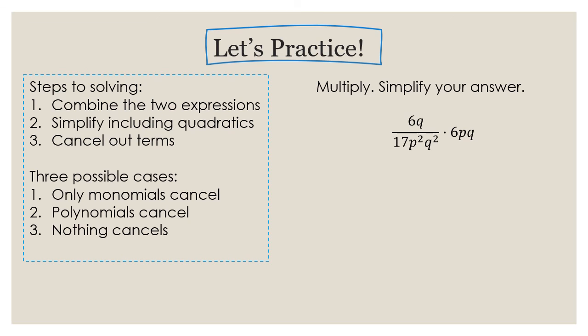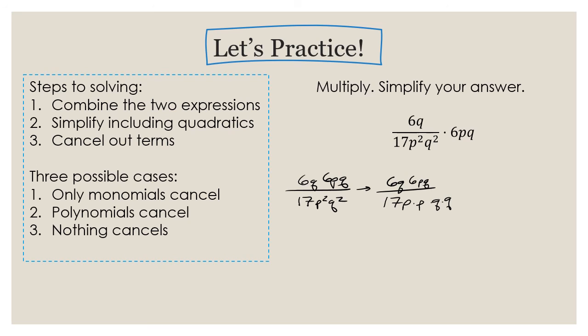All right, let's try this first example. Step 1, combine the two expressions. I've got multiplication here, so this expression is going to combine with the numerator, 6pq and 6q. So I get 6q times 6pq on the top, and on the bottom, 17p squared q squared. Now, step 2, simplify including quadratics. I don't have quadratics here, but I am going to simplify a little bit. So I'm going to change the top to 6q times 6pq, and on the bottom, I'm going to change that to 17p times q times q.